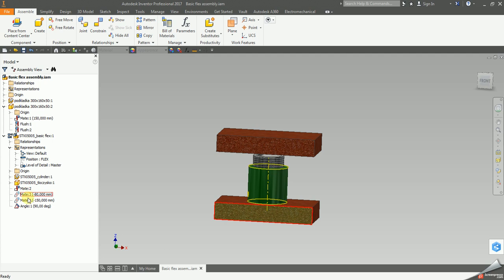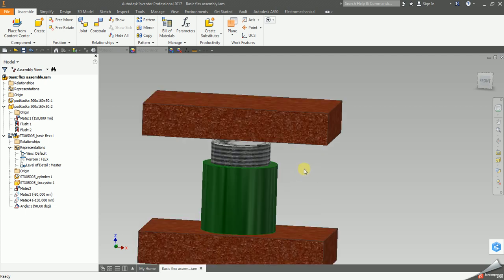So all the constraints involved are using the geometry of the cylinder part itself. None of the constraints is done to anything that is part of the flexible jack assembly itself. What I will do now, I will try to force Inventor to solve it against internal constraints of the flexible assembly and still validate the solution as correct.